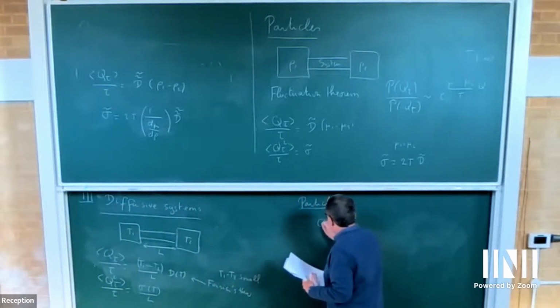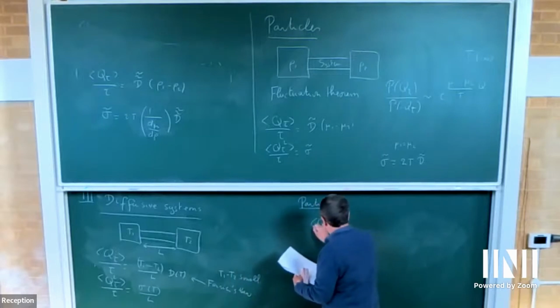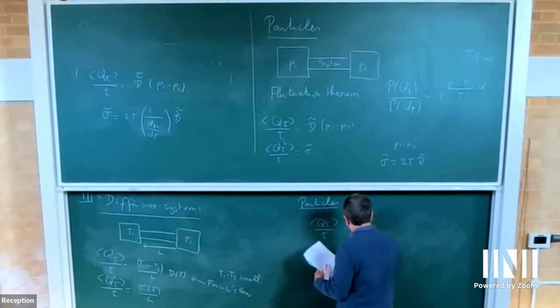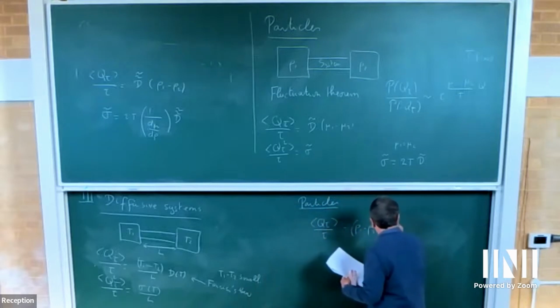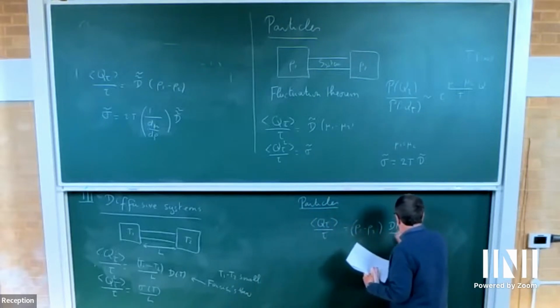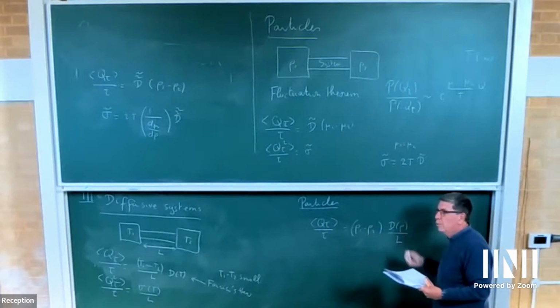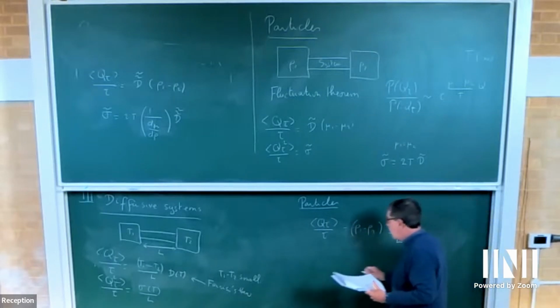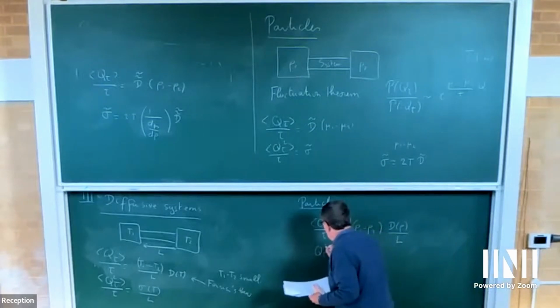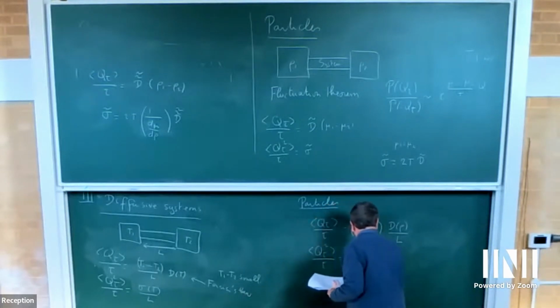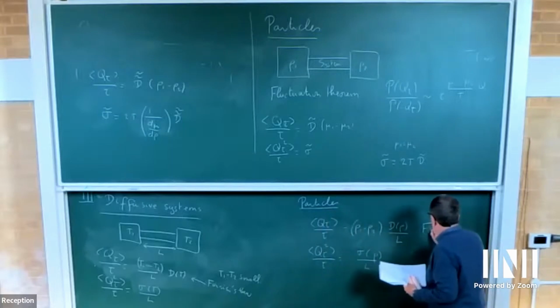Q over 2 will be one when it is equal to D, which depends on rho, over L. So the system is large. Diffusive means there is an L there, and Q square means that this is sigma of rho over L, and this is called Q square.